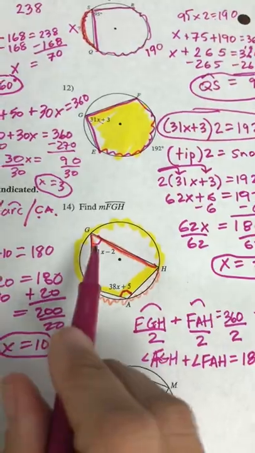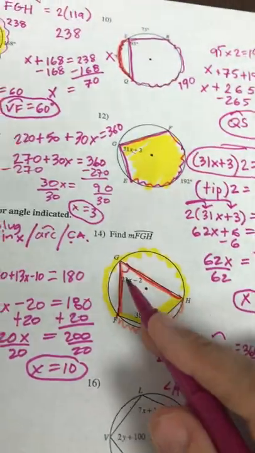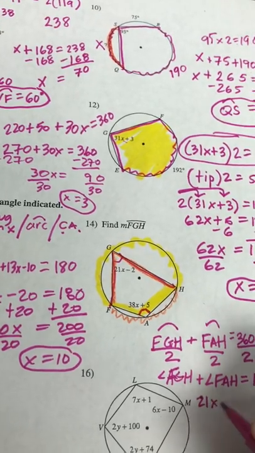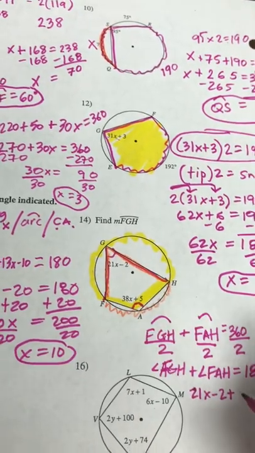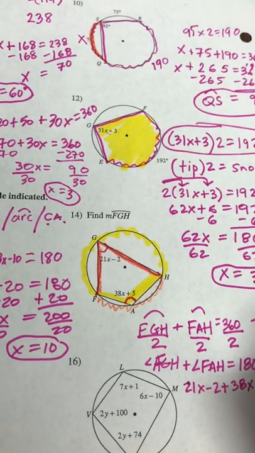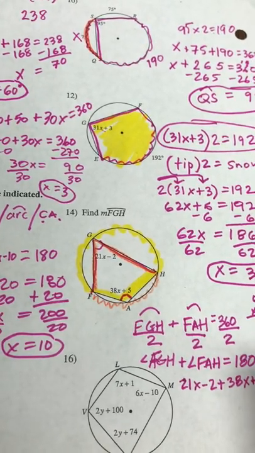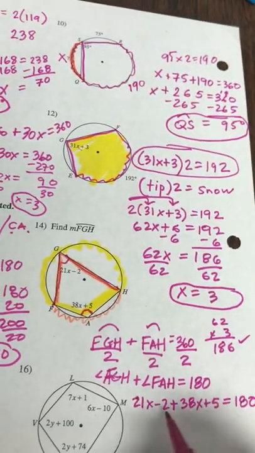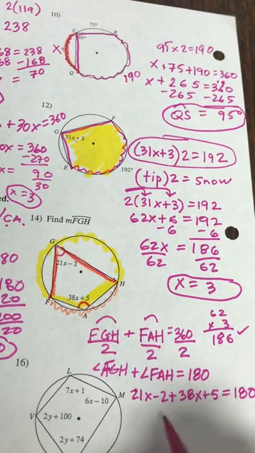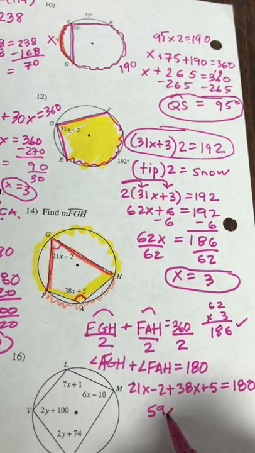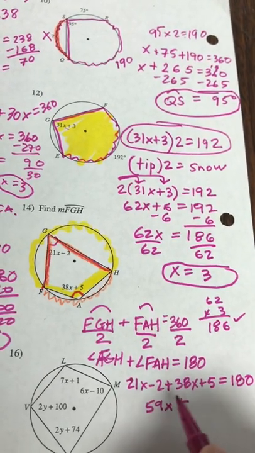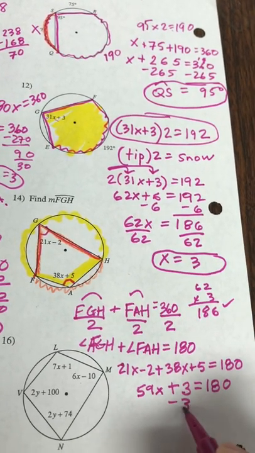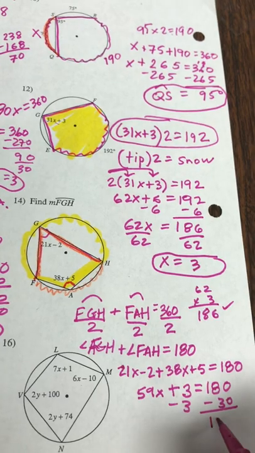So I'm going to use this formula and plug it in. This inscribed angle, 21x minus 2, and this inscribed angle, 38x plus 5, we know has to equal 180. Okay, now let's combine these terms. So that'd be 59x, and subtract 2 plus 5 would end up giving you the number 3.